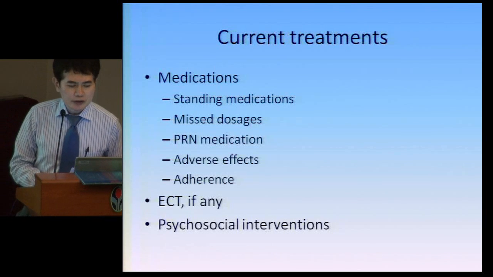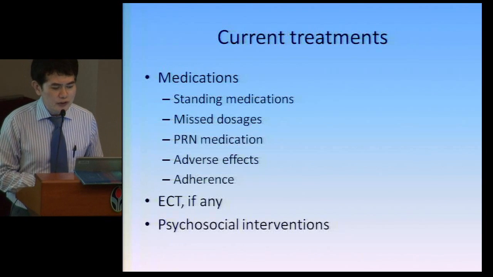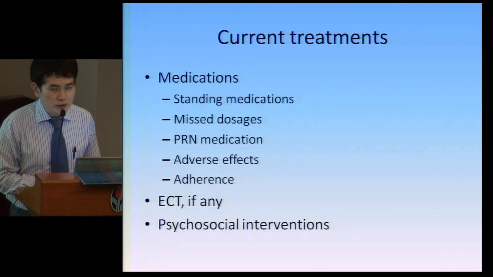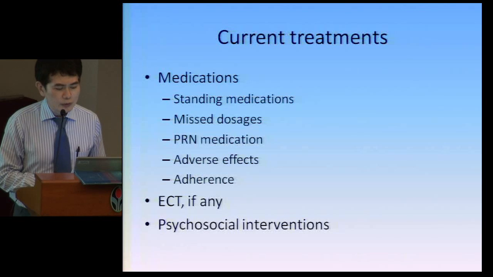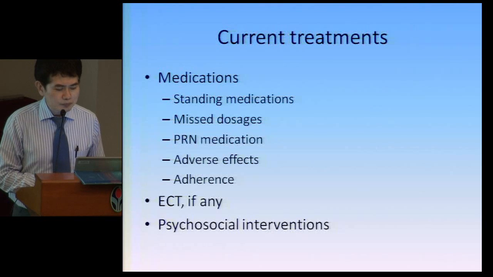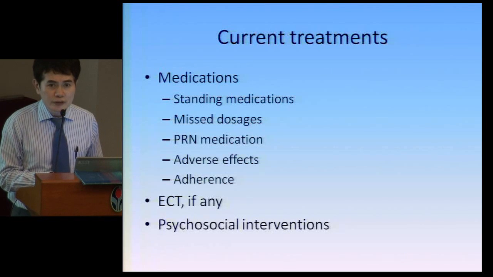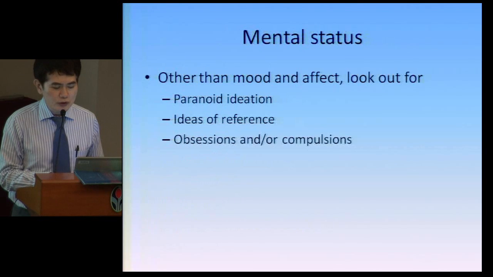Moving on to current treatments. In your medical records, we should have indication of what medications are being used at the time, whether patients had missed dosages, are they adherent to treatment, are any other medications given on a PRN, when needed, basis, were there any adverse effects from any of the medications. Sometimes patients may be hospitalized and have received ECT, and that should be taken note of. And sometimes patients also may be receiving psychotherapy or occupational therapy alongside the biological therapy.